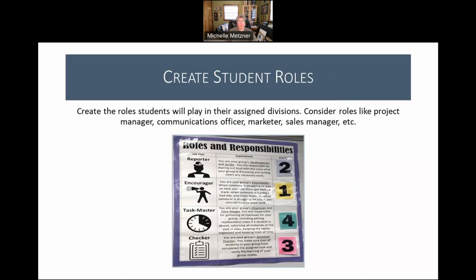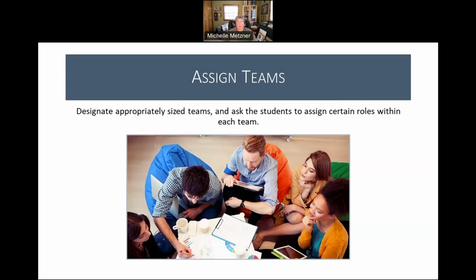Next, create the roles that students will play in their assigned division. Consider roles like project manager, communications officer, marketer, sales manager, etc. Divisions may have the same, similar, or disparate roles for students to take on. Just make sure to equally distribute the workload across the roles in each team and across the company. Remember that you should assign each student and each team the same amount of work. Now it's time to assign the teams. The size of the team depends, of course, on the size of your class, but for a class of 25 to 28 students, teams of 4 to 6 usually work the best.